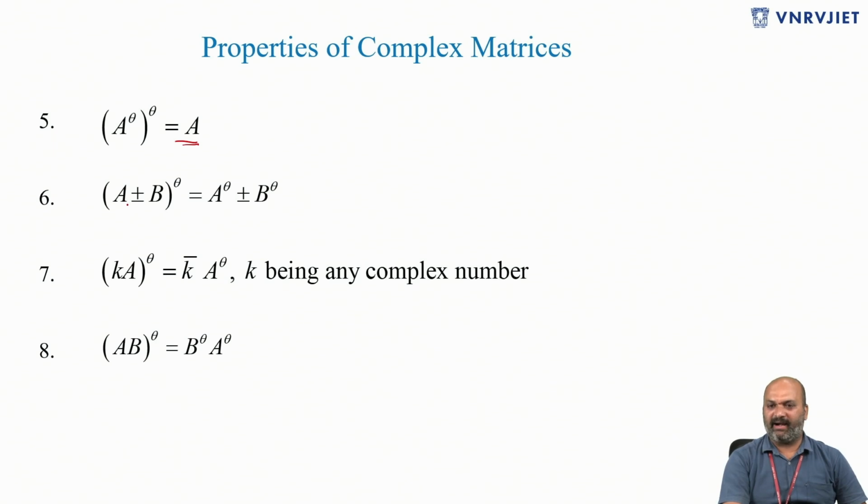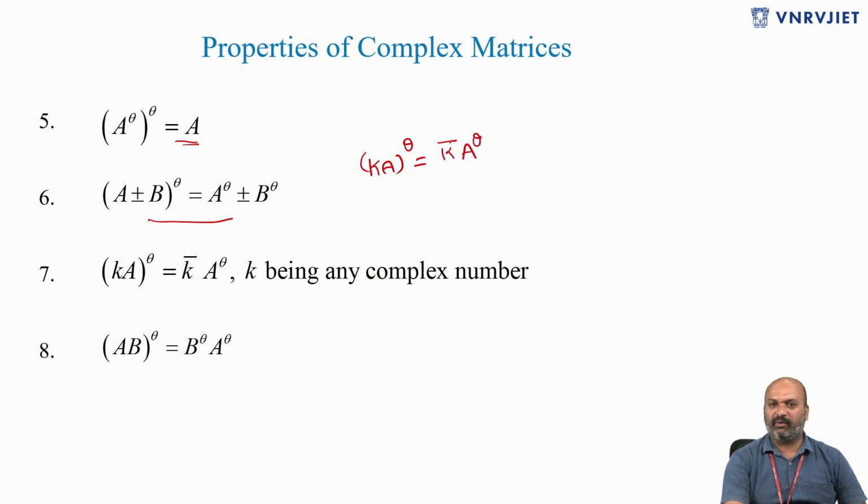Similarly, the same property as for conjugates is also applicable for the transposed conjugate. That is, first you add two matrices or subtract two matrices, later you determine the transposed conjugate of that, which is the same as the addition or subtraction of their respective transposed conjugates. Next, similarly, the transposed conjugate of K into A is K bar into A theta. You have a matrix A, multiplying it with some complex number, say K. Then later you determine the transposed conjugate of that, which is the transposed conjugate of A multiplied with the conjugate of the complex number.